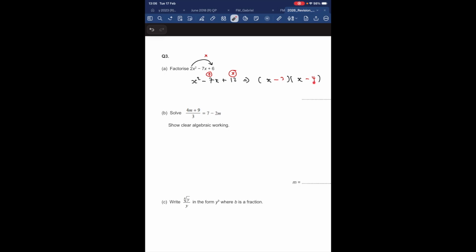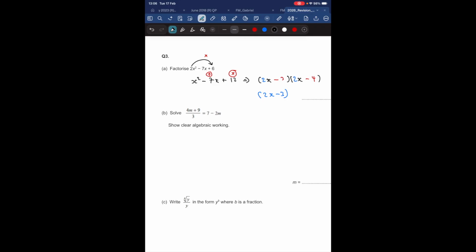Minus 3 plus minus 4 will give us minus 7. Now, to take into account that 2 that we multiplied at the beginning, we put it back into our expression by putting it in front of each of the x's in each bracket. And then we look at each bracket and see whether we can cancel. If you look at the first bracket here, there isn't a whole number that goes into 2 or 3, so we can't cancel that bracket. We just keep it as it is, 2x minus 3.